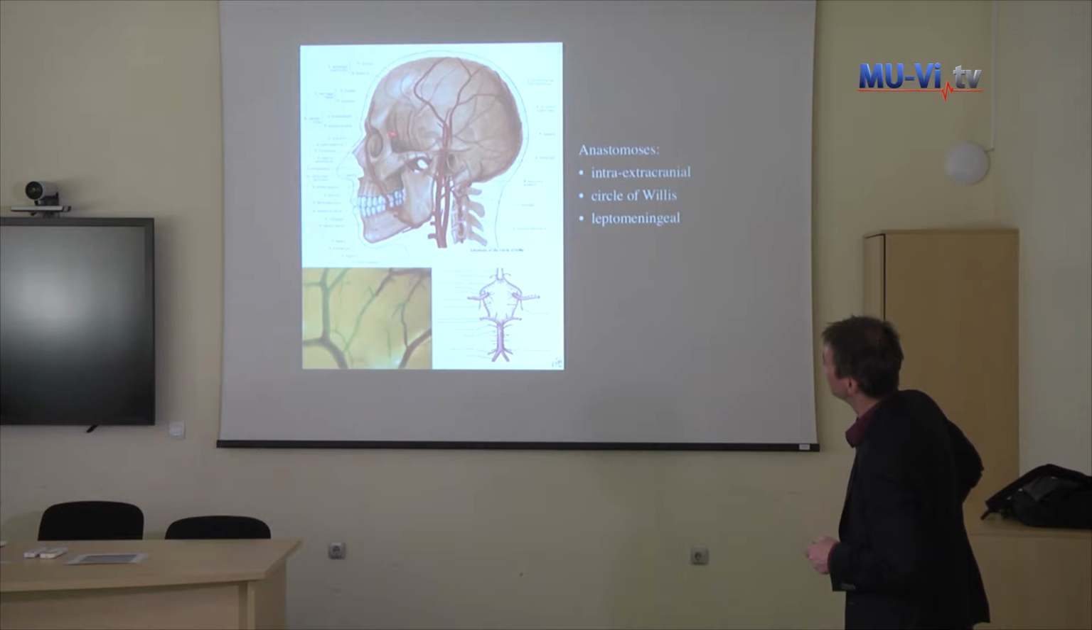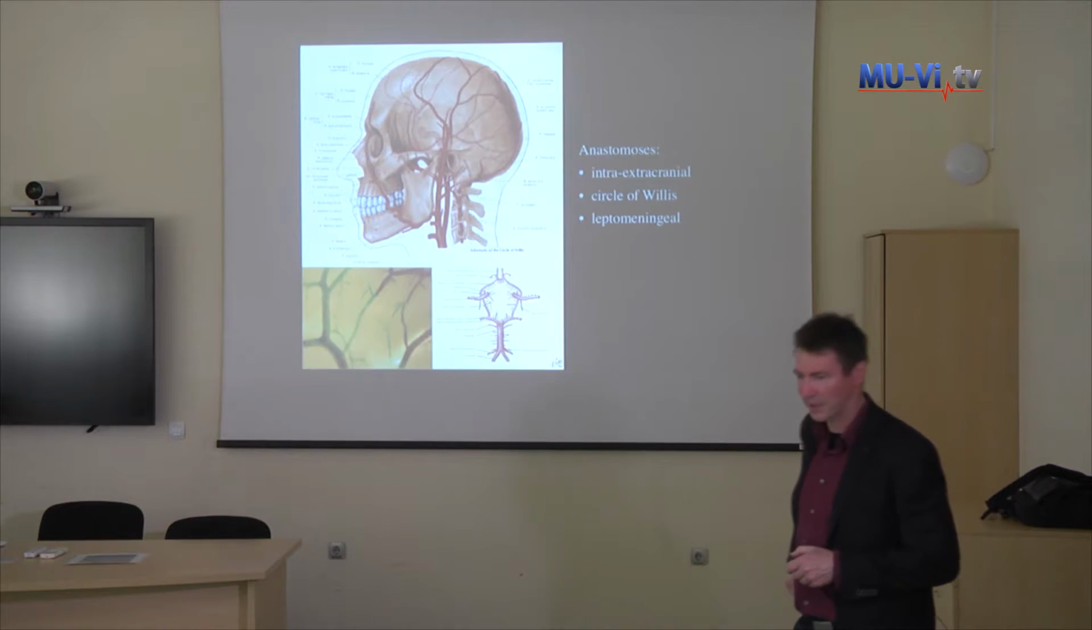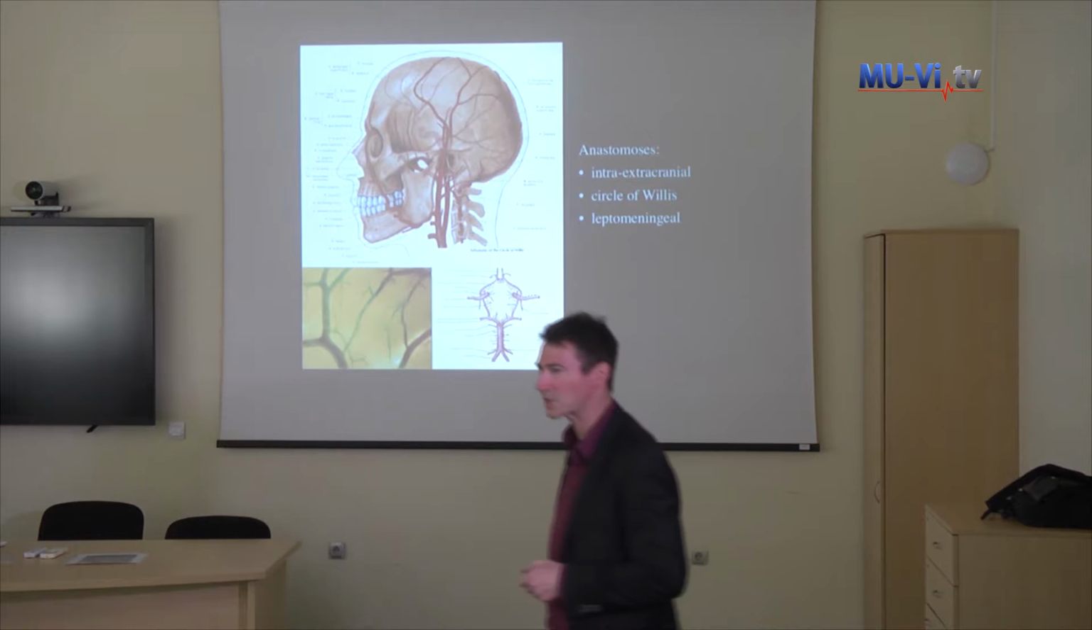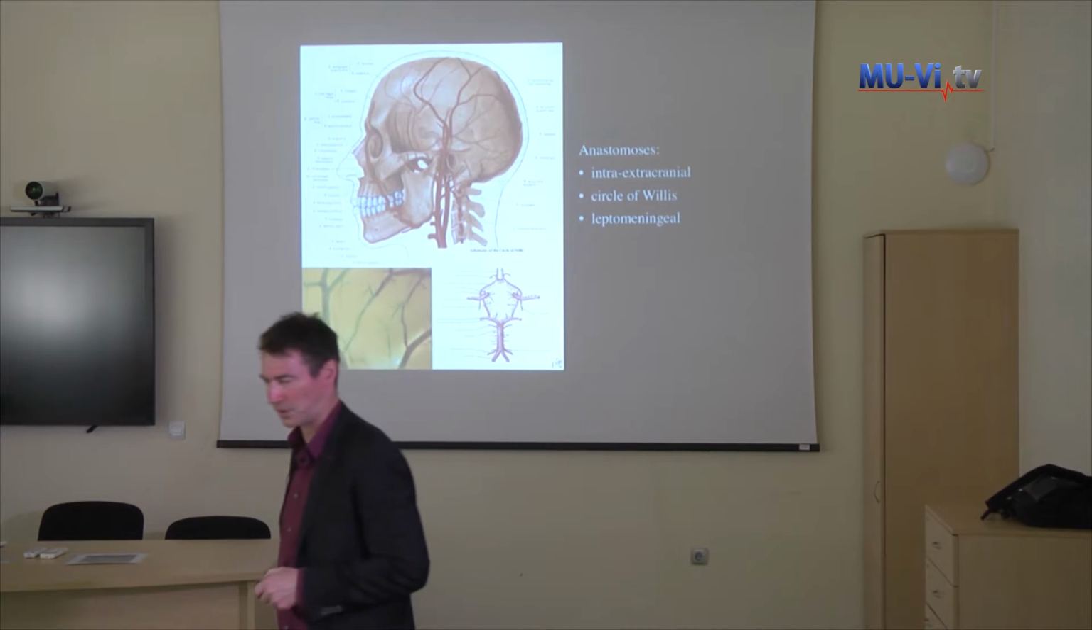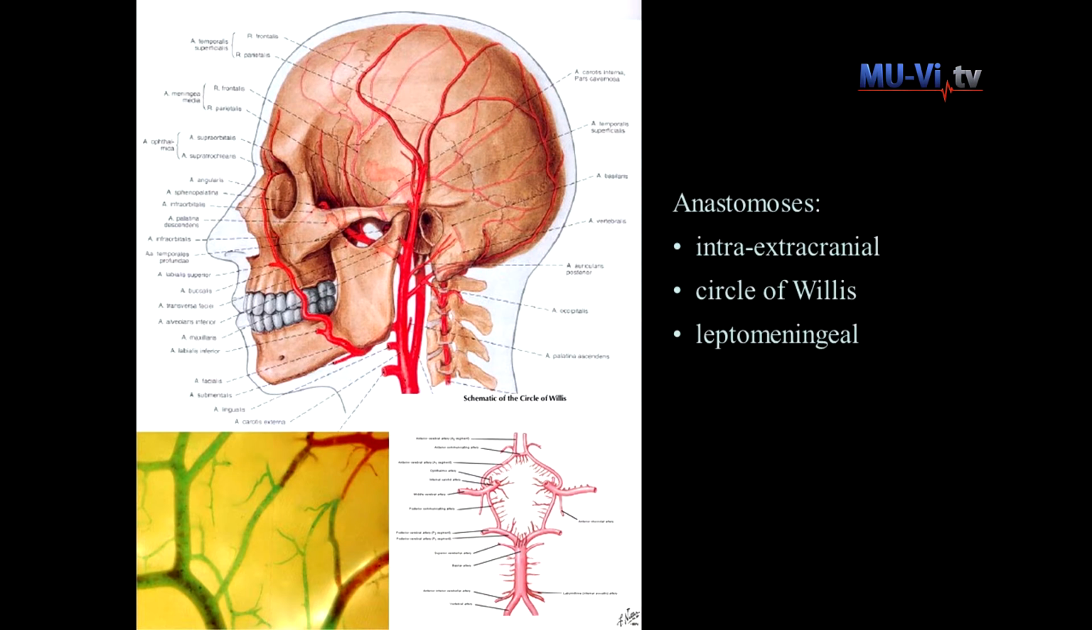And finally here, there's also a direct anastomosis between a branch of the facial artery and the ophthalmic artery. And the ophthalmic artery is a branch of the internal carotid artery. To be honest, this anastomosis is the least important. It helps not so much. The other ones are more important and may help us to prevent ischemia.